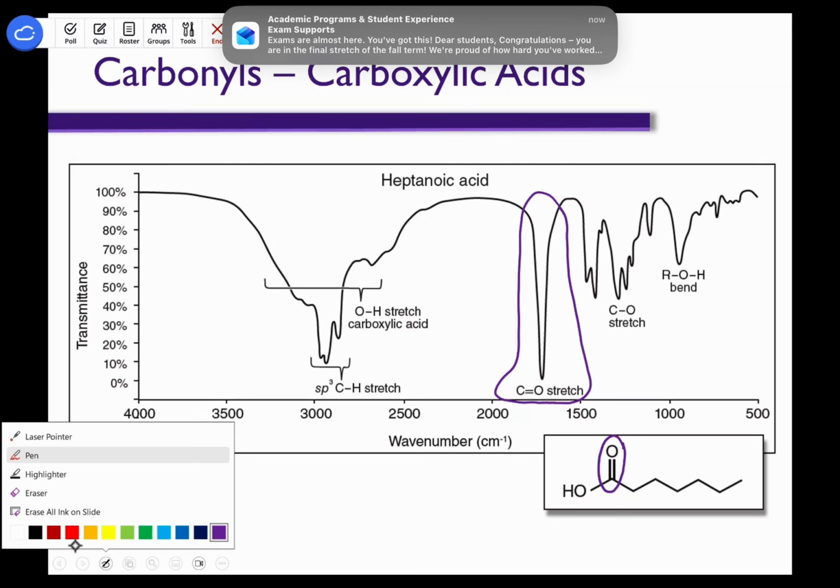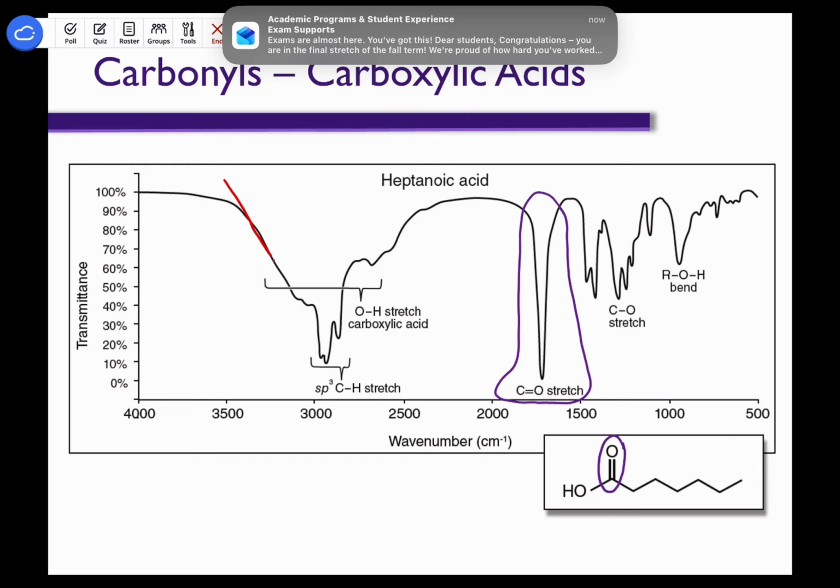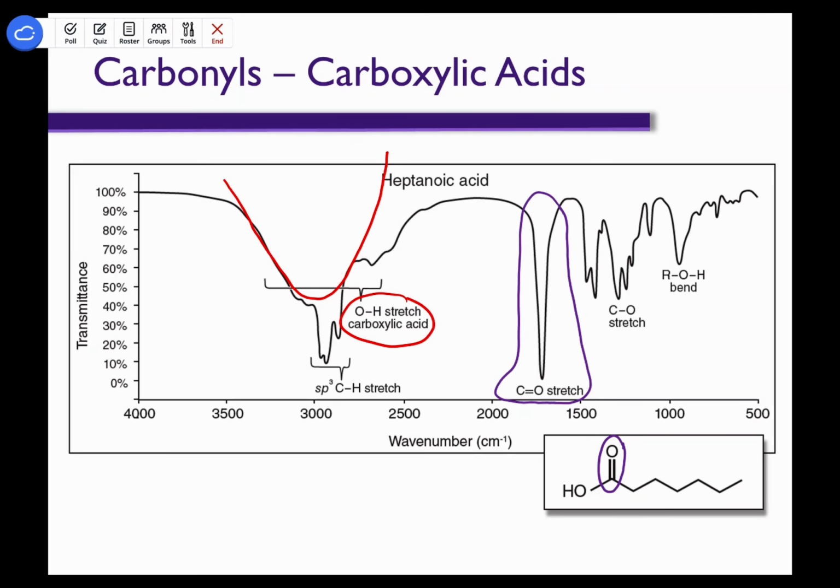Importantly, carboxylic acids also contain the OH group, this characteristic stretch. OH groups, when it's an alcohol, it's just kind of shifted up to like the 3300 to 3500 wave number region. When it's in a carboxylic acid, it's shifted down a little bit, but it's still very broad and very obvious.